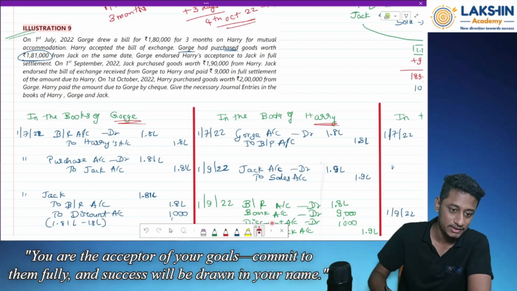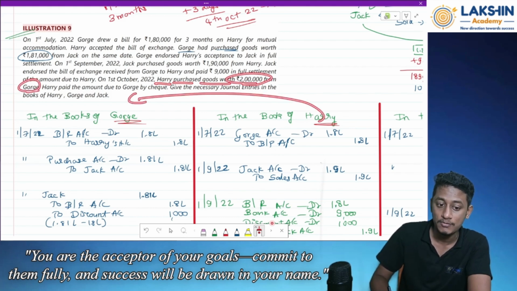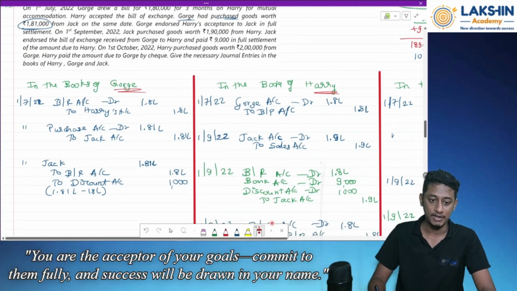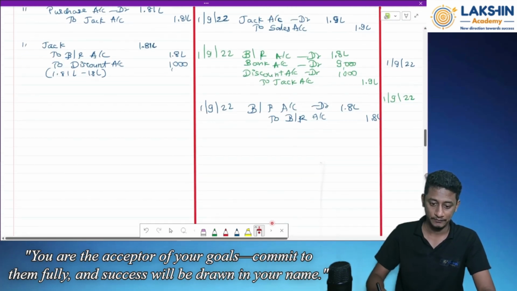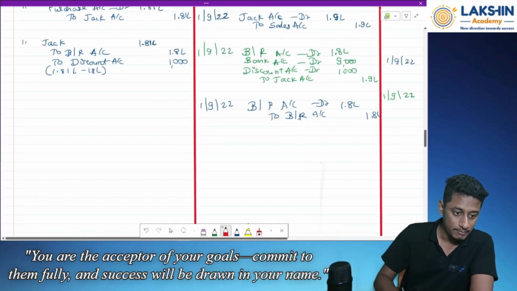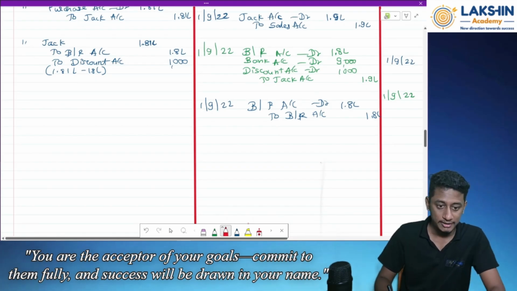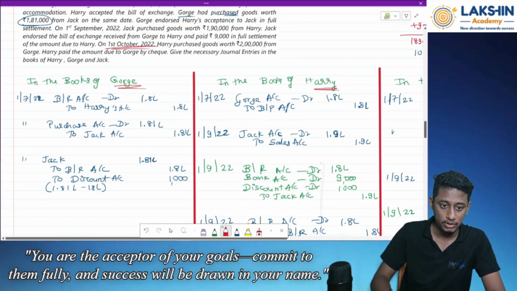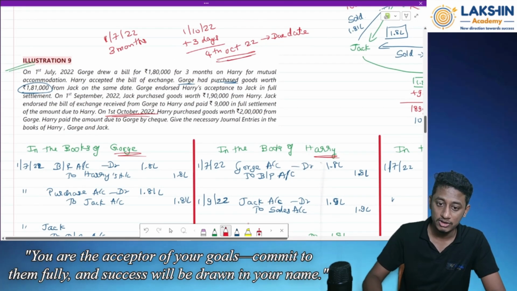Fine, let's go further. So on 1st October 22, what has happened? Harry again purchased some goods worth rupees 2 lakh from George. Now this time Harry is purchasing some goods from George. First of all, pass the entry. In a different color we will pass the entry. On what date? On 1st of October. Is the bill expired? No, because on 4th of October the bill was supposed to be due.